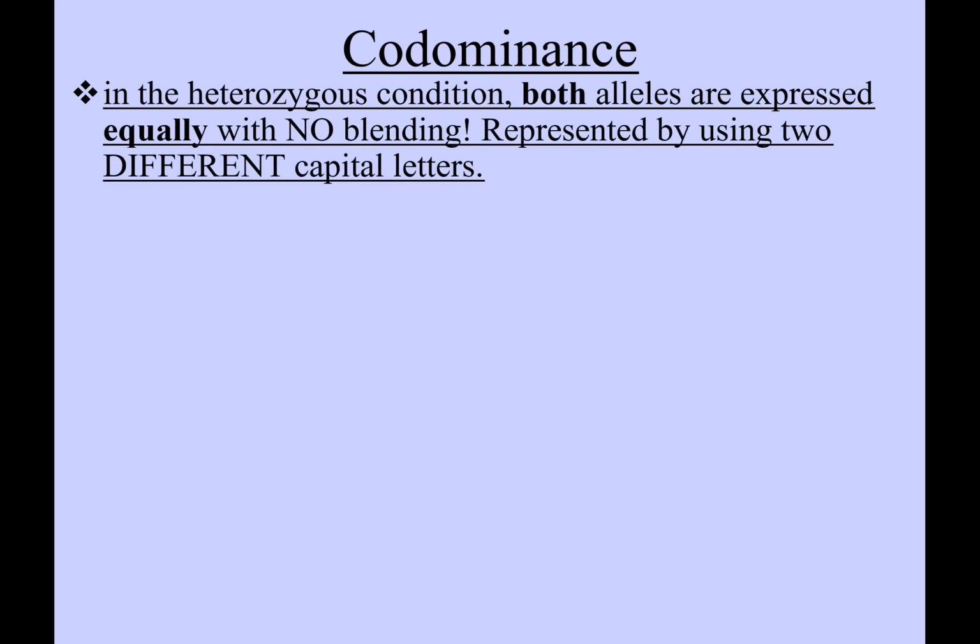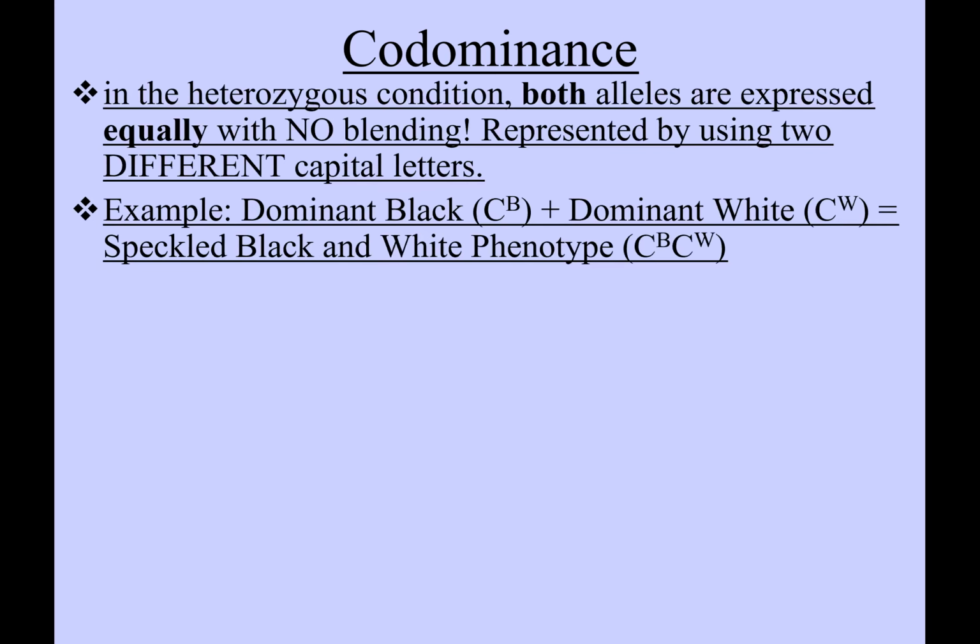Codominance is, again, kind of like what the name suggests. In codominance, both alleles are dominant, so there's no blending this time, not like incomplete dominance. Instead, you get a representation of both alleles in the phenotype, and I think the best way to understand it is to look at an example. So, we're going to talk about chickens.